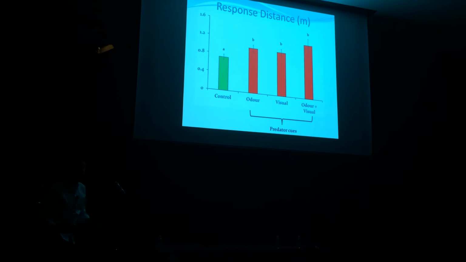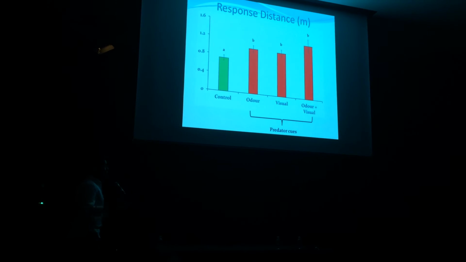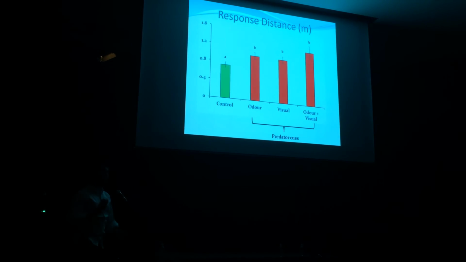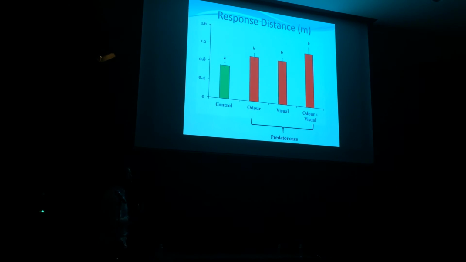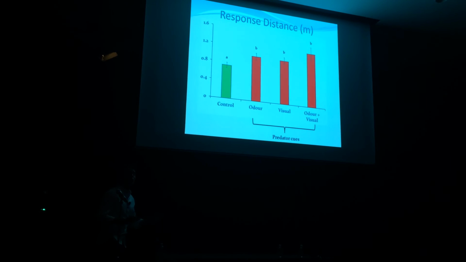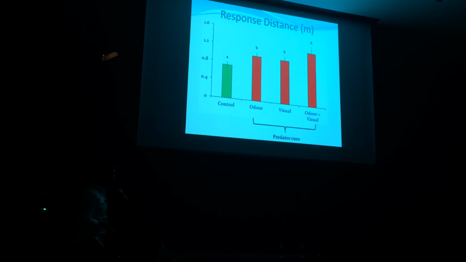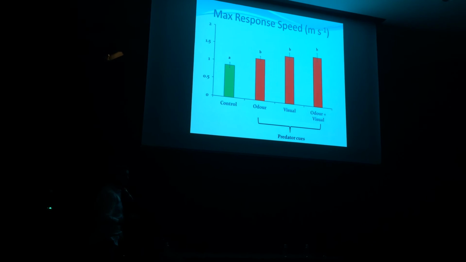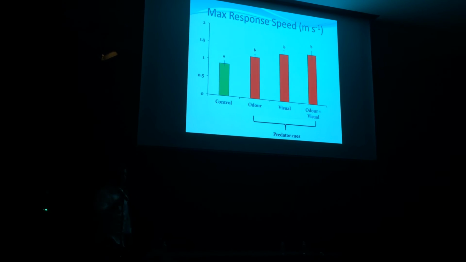If we look into how far they swam away, we once again see, once they know there's danger around, they want to get out of there. So these fish swim away further than those individuals that had no sort of predatory cue around them, which meant they were safe. When we look into their maximum response speed, once again, a little additive effect.